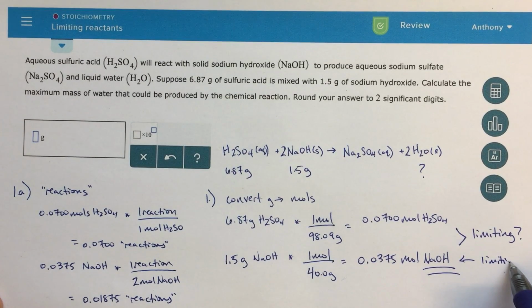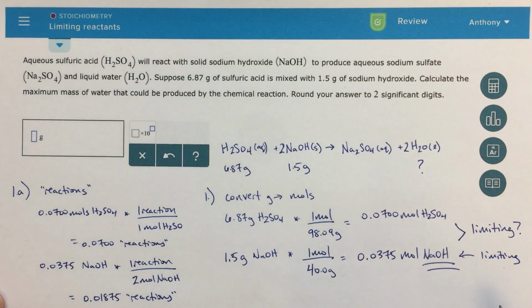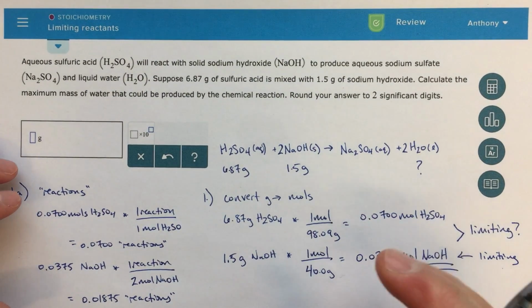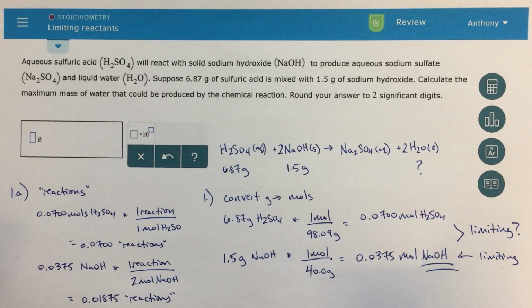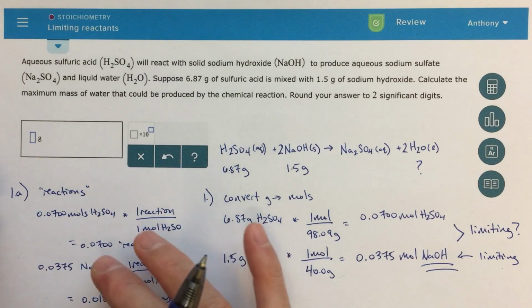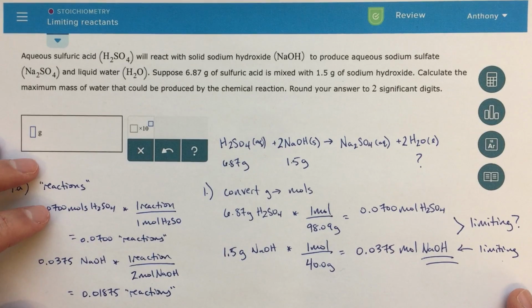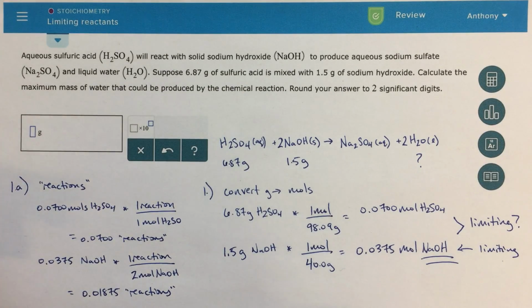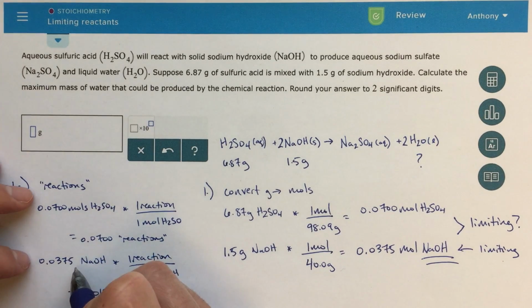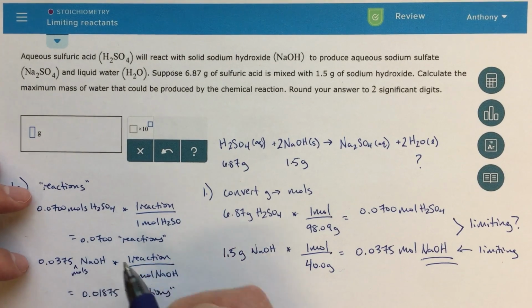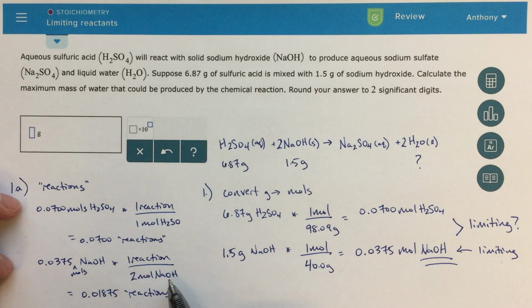So that's a slightly different way to find out what the limiting reactant is, but once we have the limiting reactant, then everything becomes the same. This method is nice to figure out what the limiting reactant is. Of course, there are other methods, but I like this one because it can directly tell you. Take the number of moles of reactants, figure out how many reactions you can do, and then directly compare these two numbers.